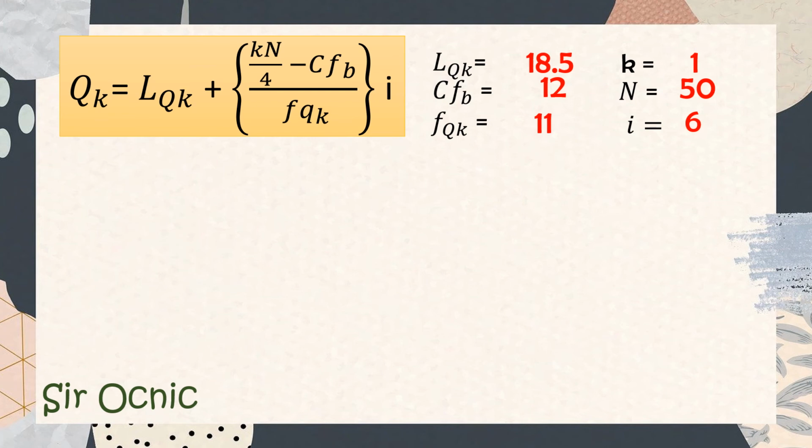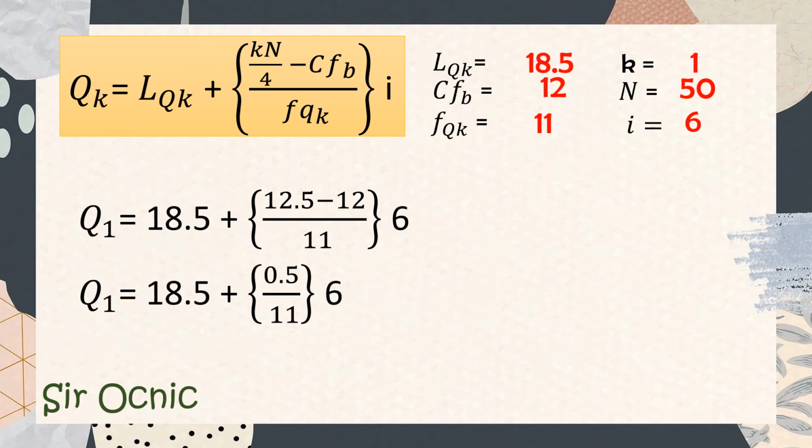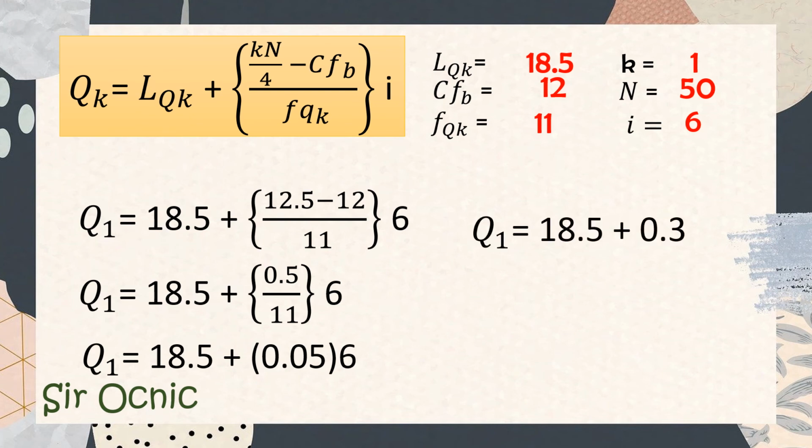Using these values, let us now substitute to the formula. We have Q sub 1 is equal to 18.5 plus the value of kn over 4 a while ago, which is 12.5 minus 12 all over 11 times 6. 12.5 minus 12 is equal to 0.5. 0.5 divided by 11 is equal to 0.05. 0.05 times 6 is equal to 0.3, plus 18.5 is equal to 18.8. That means that quartile 1 is equal to 18.8.